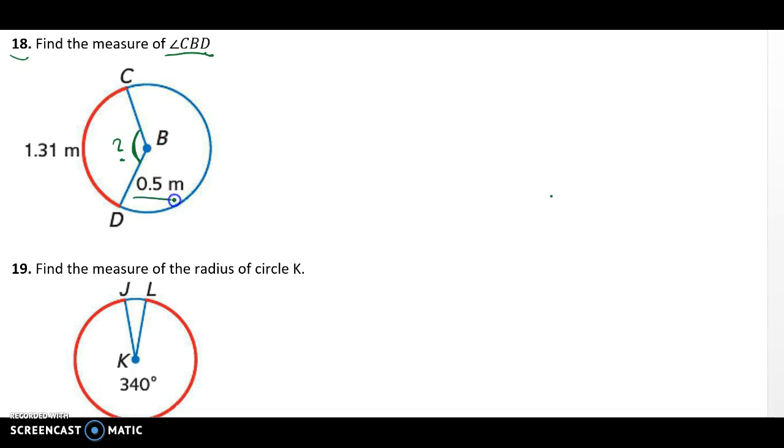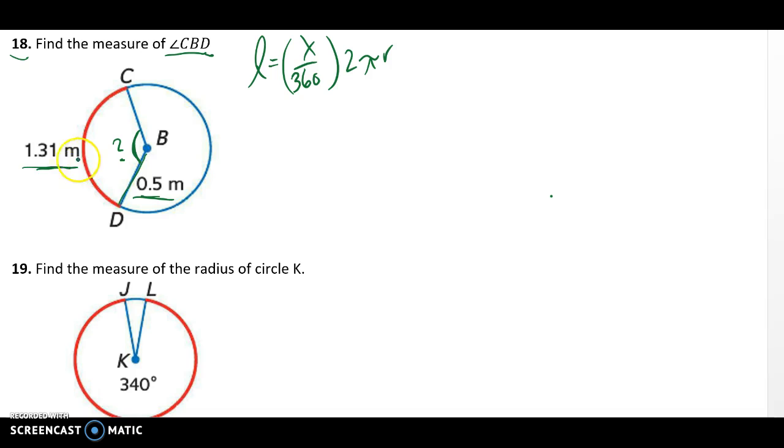Notice what we're given though. We're given 0.5, which is a radius, right? And we're given 1.31 meters. So that's not the measure in degrees of this arc. It's actually the arc length. Okay, so the formula we're going to have to use here is the arc length formula, which is L equals x over 360, right, times circumference, 2 pi r.